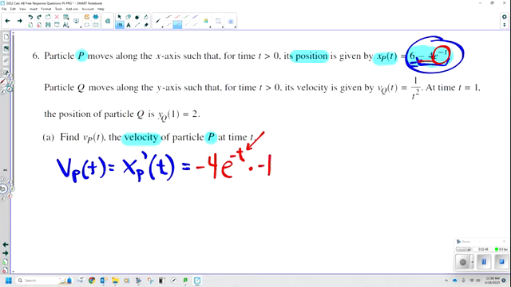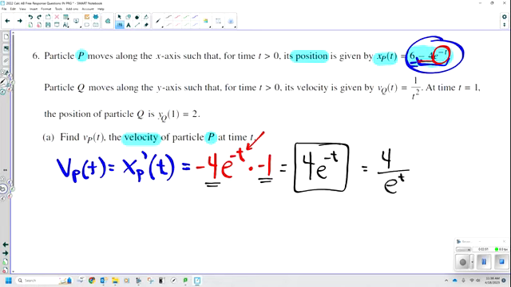Now I just simplify. A negative times a negative is positive. So I have positive 4 e to the negative t. Perfect, 100% credit. If you want to bring that e down, you can. You can say 4 over e to the positive t, but, I mean, that's overkill. Don't reinvent the wheel. Get your answer. It's accurate. It's correct. So you move on.